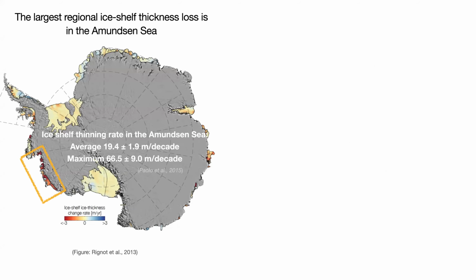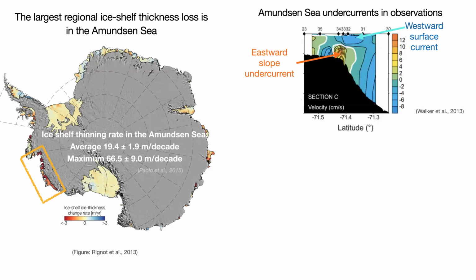The volume loss of the West Antarctic ice shelves is accelerating, with the most rapid ice shelf thinning detected in the Amundsen Sea. In this region, elevated ice shelf melt rates have been attributed to transport of warm mid-depth waters onto the continental shelf. Near the Antarctic margins, both wind stress and tides drive the slope current to the west.